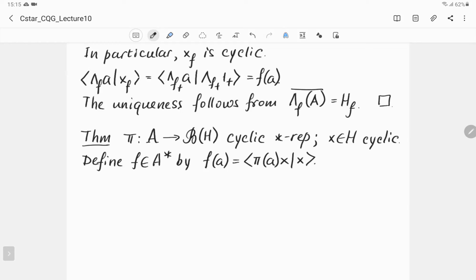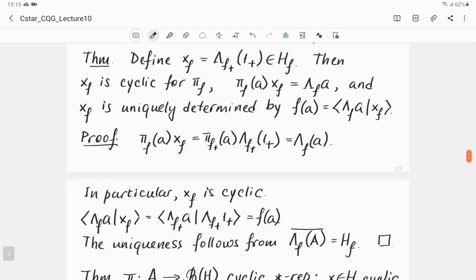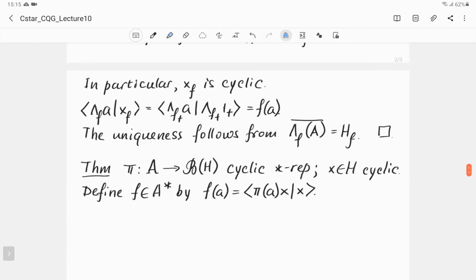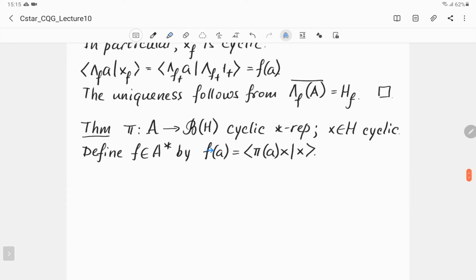The formula is very reasonable because if you want to prove a statement which is converse to the previous theorem, so if we look here, we can substitute instead of lambda, f of a, we can write here pi of a x. So f of a will be the inner product of pi of a x by x. So this shows that if we want to prove the converse statement, then the only way of defining f is to define it by this formula. And this is positive. Some time ago, we discussed that such functionals are positive.